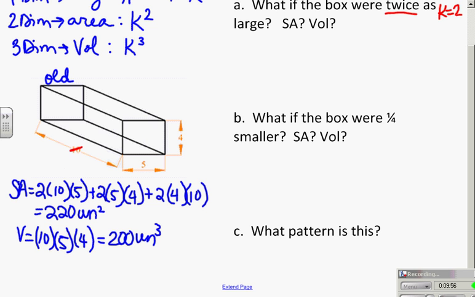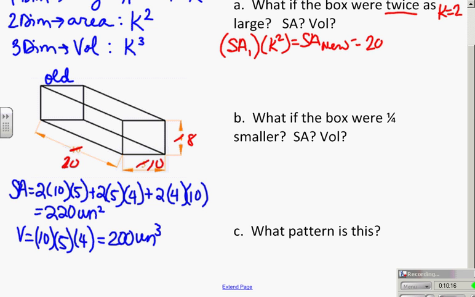Now, in A, my new figure, k is 2. All of the lengths are twice as big, so obviously this would be 20, 10, and 8. And we could go through and do the formula. But because we know the original, we can say that the surface area of my original times k squared is my surface area of my new. And so we can say 220 times 4 is 880 units squared. And if you work out the formula, you will get the same answer.